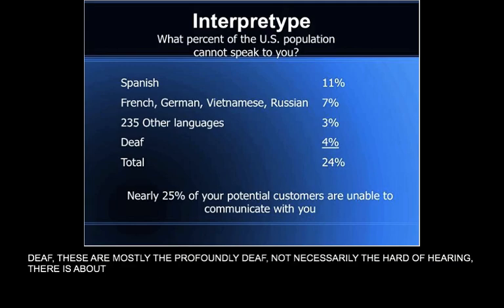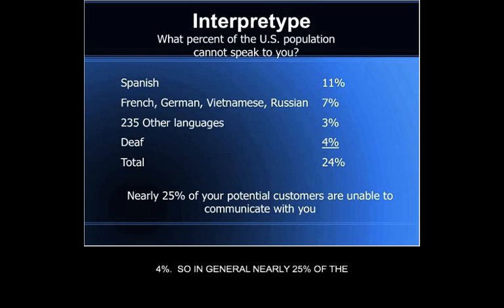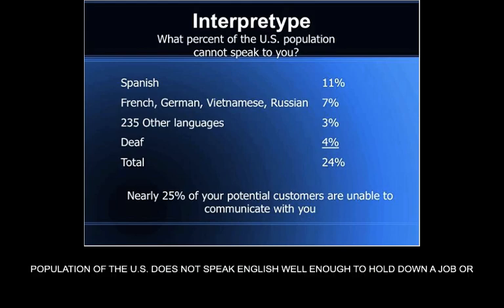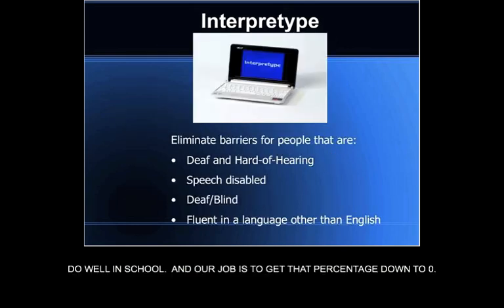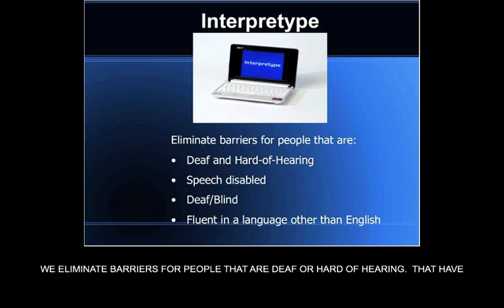So in general, nearly 25% of the walking population in the U.S. does not speak English well enough to hold down a job or do well in school. And Interpretype's job is to try and get that percentage down to 0. And I'll show you how we do that. So what does Interpretype do? We eliminate barriers for people that are either deaf or hard of hearing, that have a speech disability. We do have a deaf-blind solution, and I'll show you how that works, or if they're fluent in a language other than English.